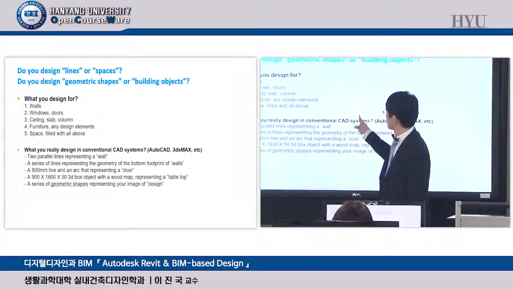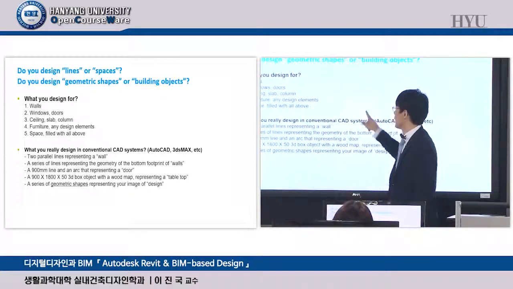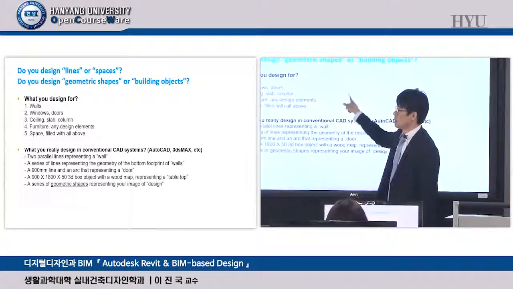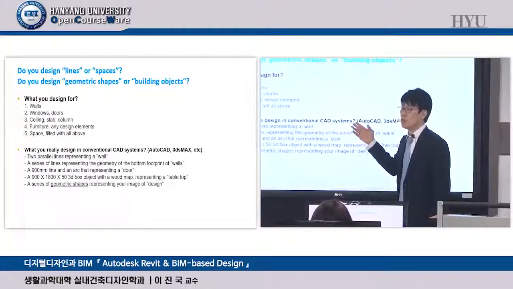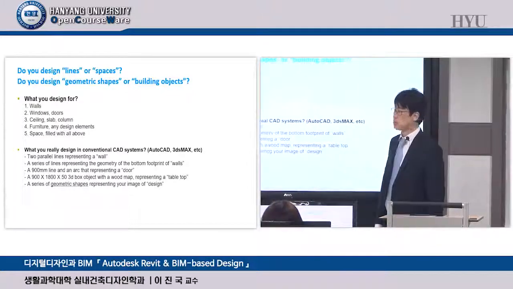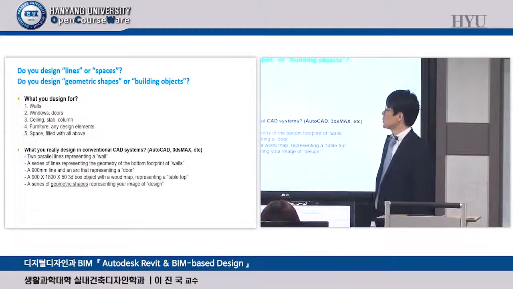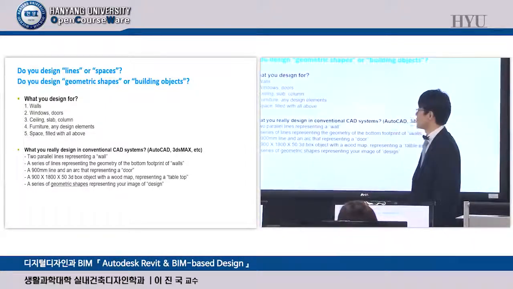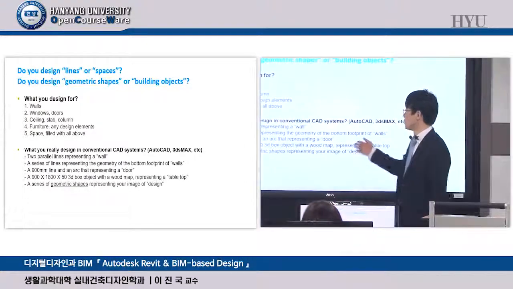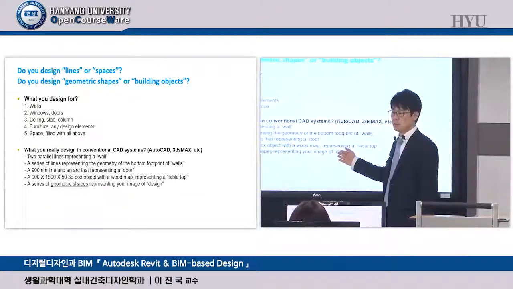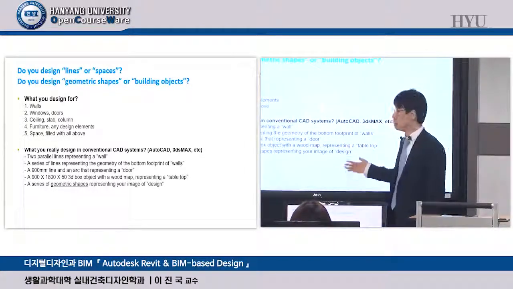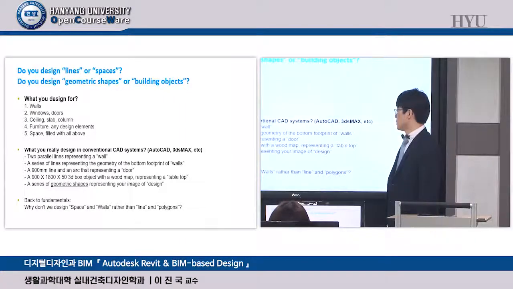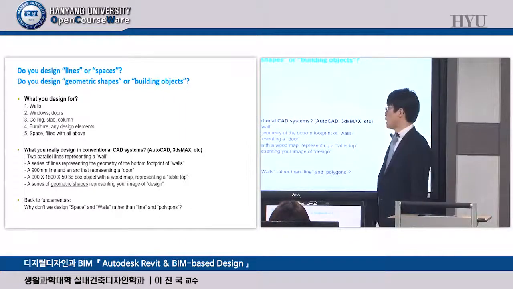And an arc and 900 millimeter lines representing a door, because there is a symbol of a door object. So instead of walls, windows, doors, ceiling, slab, column, furniture, space, we draw something on top of 2D. Even if it's 3D, just geometric shapes, okay? So take a look.